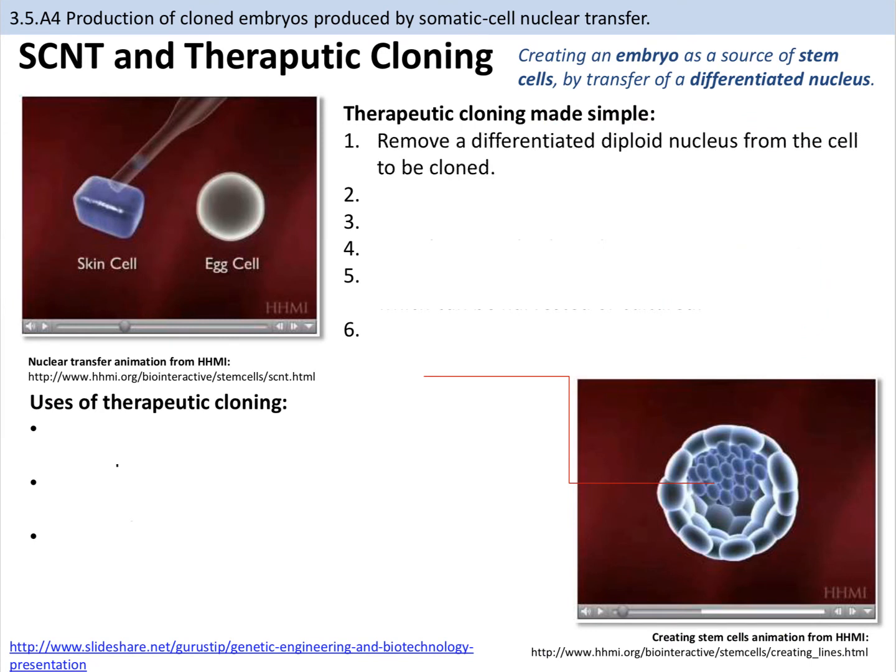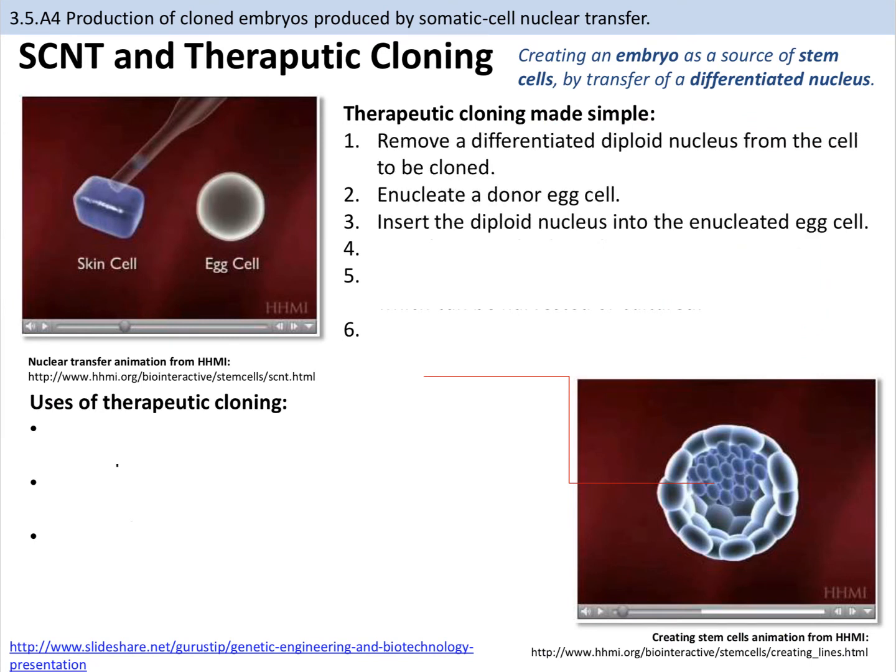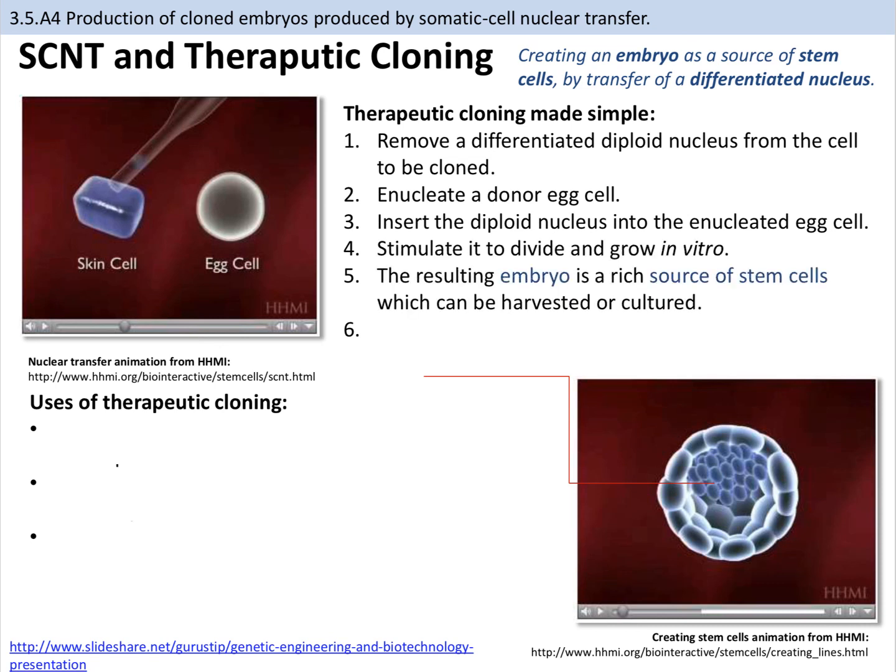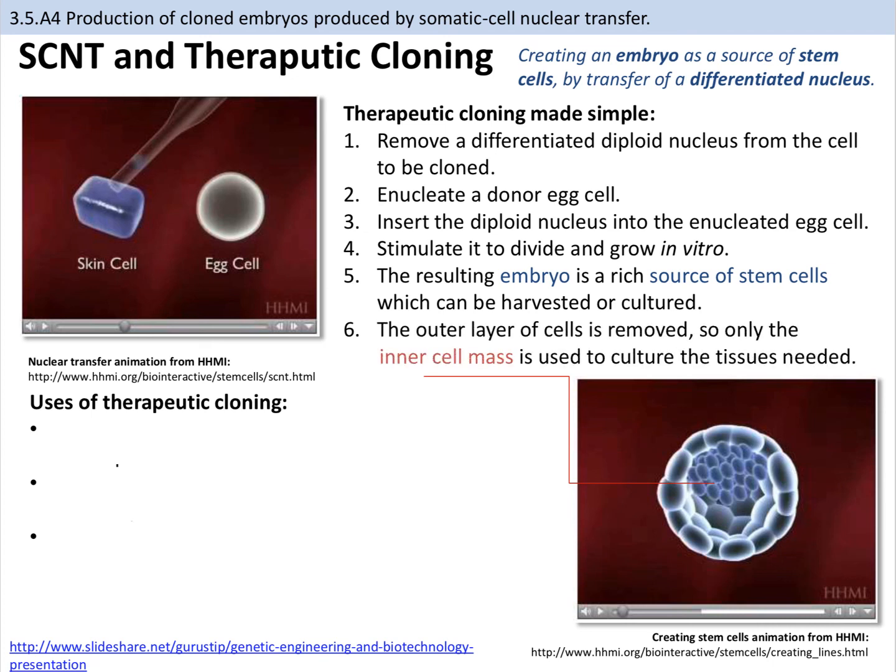So again, going through this process, outlining these steps: removing the diploid cell, enucleating an egg cell, reinserting it, allowing it to grow in vivo. But then in this step, rather than inserting the embryo back into a surrogate, because we do get the embryo phase, what we could do is break open the embryo and collect the stem cells from the embryo. So this also means that we've created a source for stem cells rather than having to destroy a potential embryo that would have continued to live on and create a whole new human being, for example.